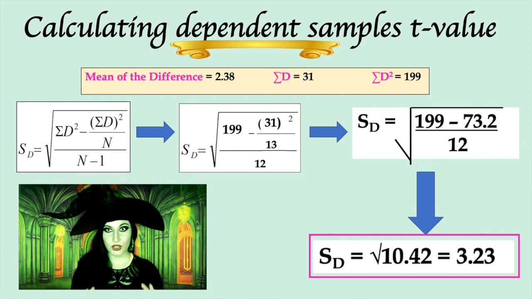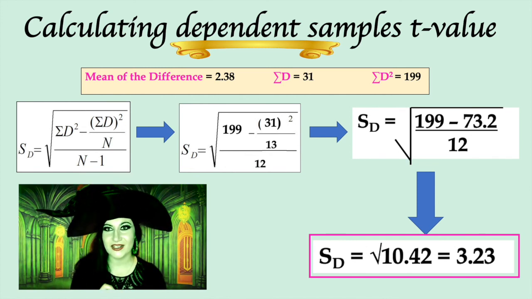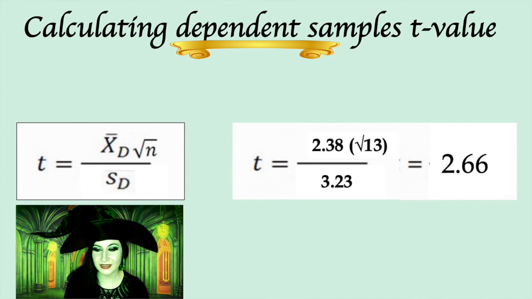But we're not quite done. Remember, 3.23 is the standard error of the difference. This is the number that's going to go in the denominator of our dependent t-test formula. So let me just remind you, we said that the average of the difference was 2.38, multiplied by the square root of 13, divided by 3.23, which is the standard error of the difference that we've just calculated.